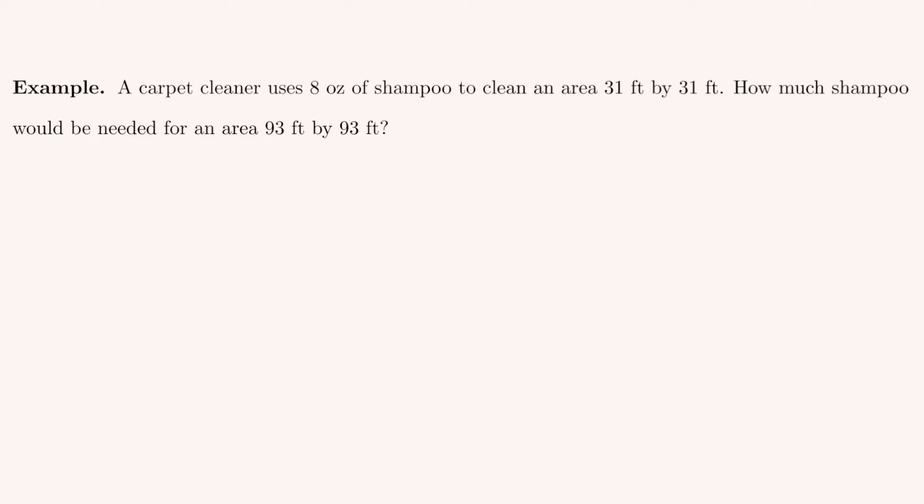So let's read through. It says a carpet cleaner uses 8 ounces of shampoo to clean an area 31 feet by 31 feet. So for a 31 foot by 31 foot area, we need 8 ounces. So these are linked ideas. 8 ounces of shampoo covers a 31 by 31 foot area. How much shampoo would be needed to do a larger area, 93 feet by 93 feet? So we're saying how many ounces would cover 93 by 93?